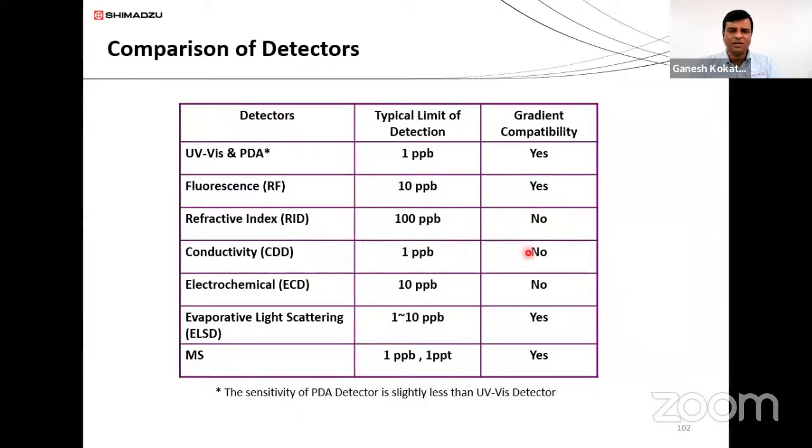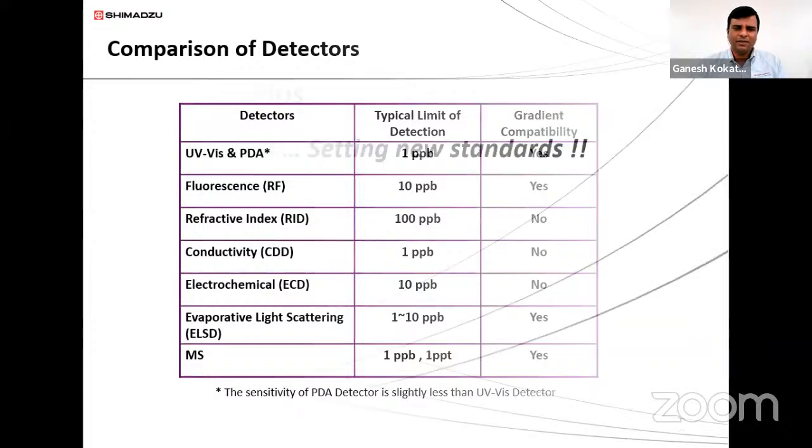So yes, there are some red flags over here. RI and CAD are not gradient compatible. In this scenario, CAD, then conductivity and refractive index detectors, we need to use isocratic mode only. So that is a limitation when you are going to develop any kind of method.